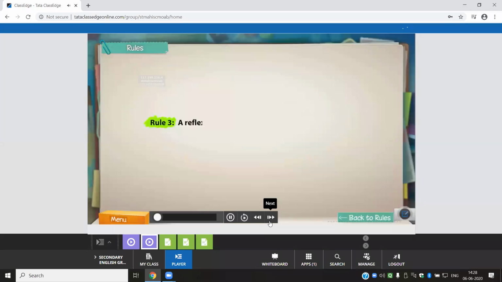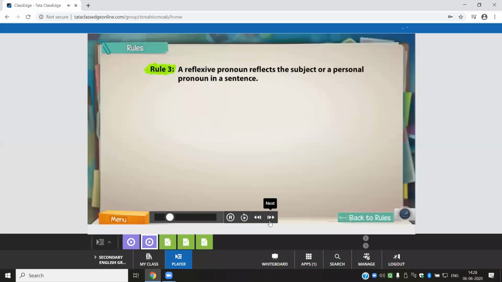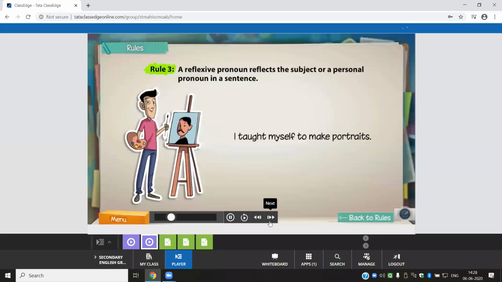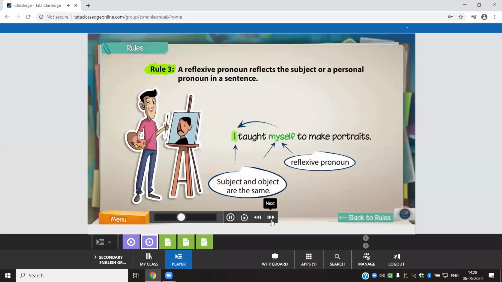Reflexive pronoun reflects the subject or a personal pronoun in a sentence. For instance, in this sentence, himself reflects the subject, the boy. So, himself is a reflexive pronoun. Similarly, in this sentence, myself reflects the personal pronoun I and is a reflexive pronoun. Thus, a reflexive pronoun is used when the subject and object are the same.